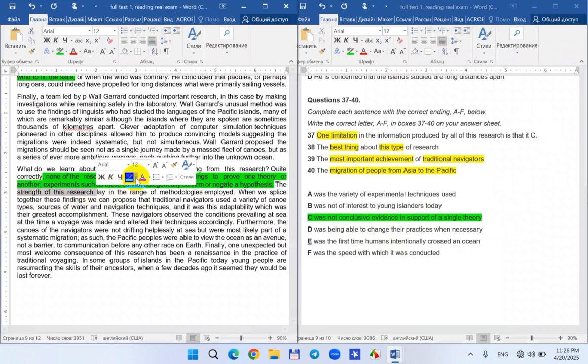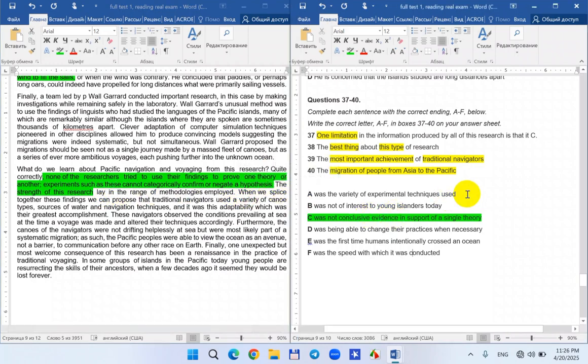Strengths of this research means the best thing about the research lay in the range of methodologies. The range means, if you know, you know, a variety of experiments. That's why A would be the correct answer.